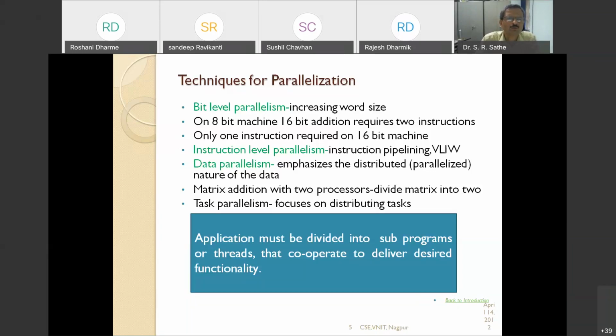Matrix addition with two processors, for example: divide the matrix into two parts. One part handles one part of the matrix addition, and the second part handles the second part. There is no dependency here, so both can be done simultaneously, giving a speed up of 2. Task parallelism focuses on the distribution of tasks. The application must be divided into sub-programs or threads that cooperate to deliver the desired functionality. These are just a few techniques of parallelism which I have listed.